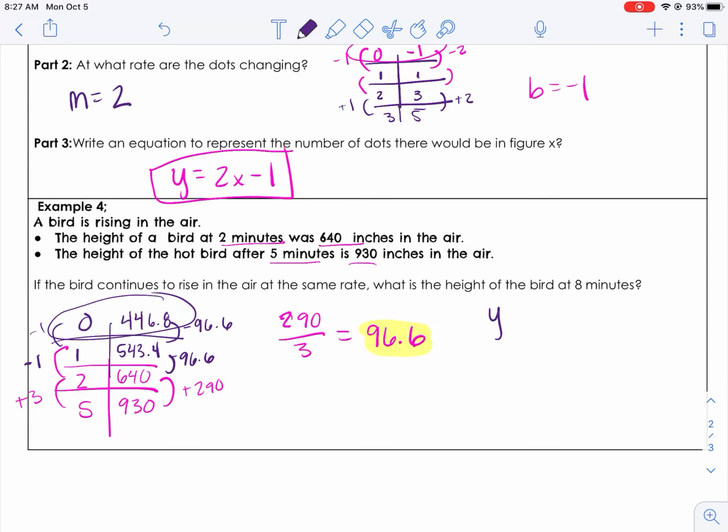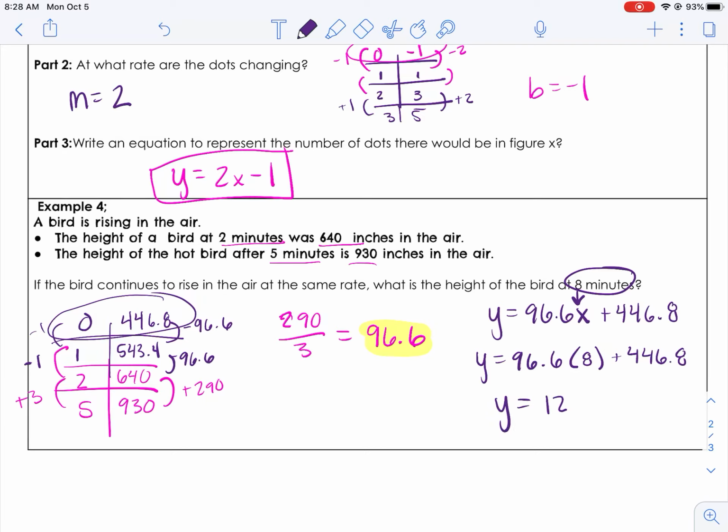So our equation is y equals 96.6x plus 446.8. And we want to find the height after 8 minutes, so we're going to plug that in for x. So 96.6 times 8 plus 446.8. So let's plug that in to our calculator. And that's going to give us y equals 1,219.6 inches after 8 minutes.